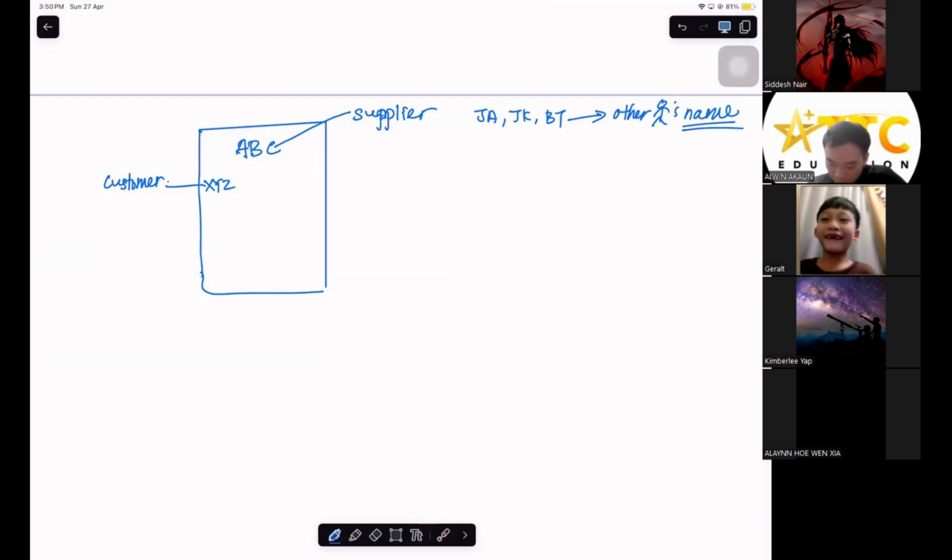Okay, so talking about which one is which, we need to know one thing. We will also be seeing asal and salinan wordings. Asal, salinan. Asal is normally the very clean white paper. Salinan is normally the colorful one. Blue color, pink color, yellow color, green color.